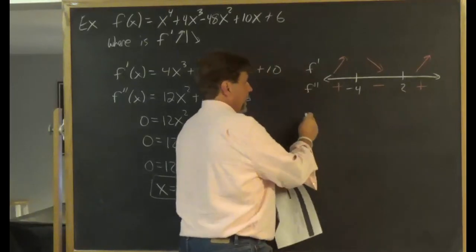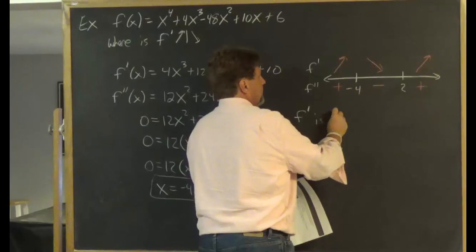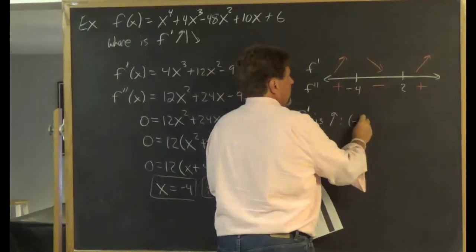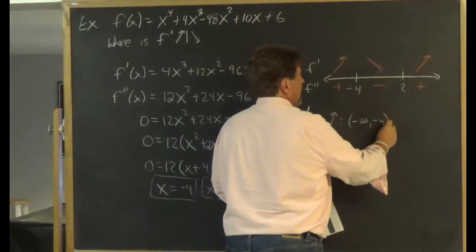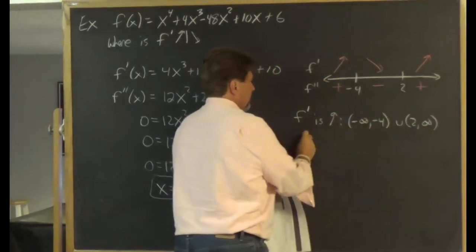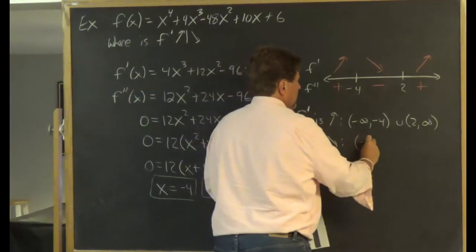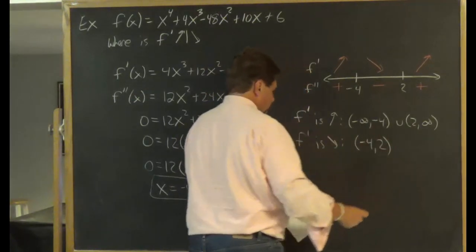Increasing. So I can now write down that the derivative is increasing on the interval negative infinity to negative 4, union 2 to infinity. And the derivative is decreasing on the interval negative 4 to 2.